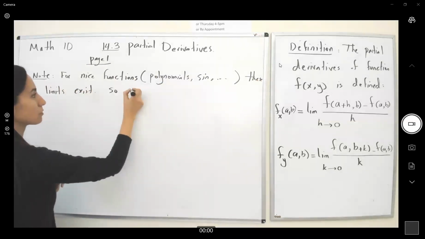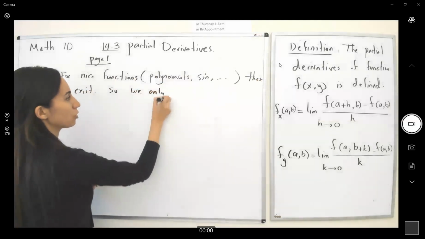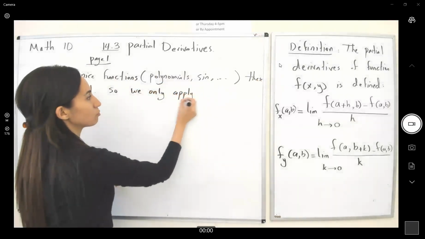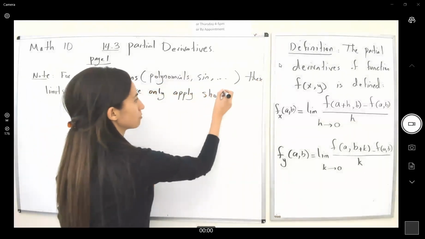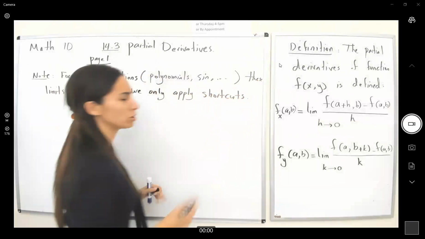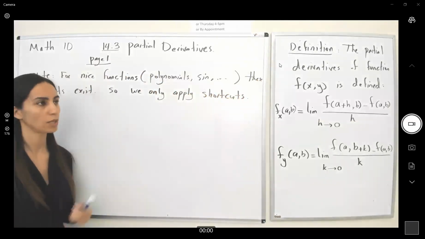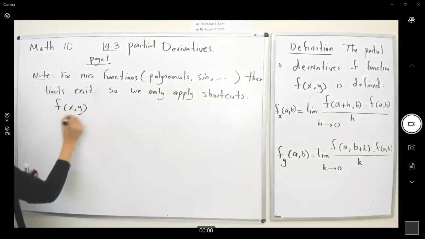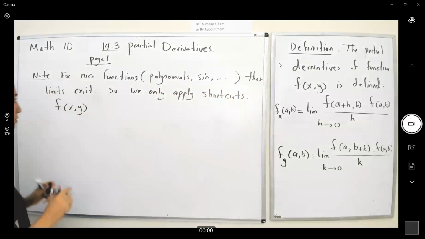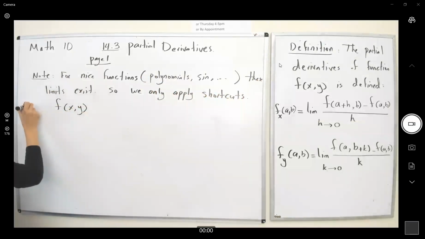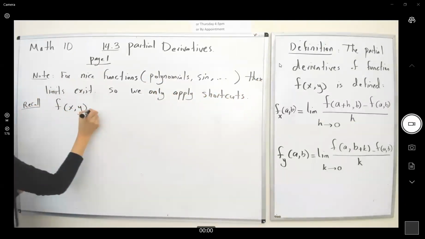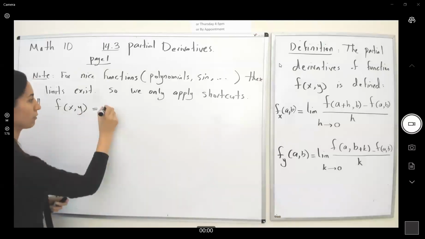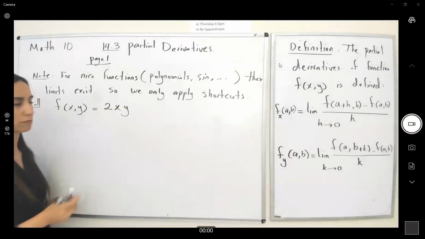So we only apply shortcuts. What do I mean by shortcuts? Suppose you have a function like f of x and y. This is coming from your Math 1A. This is what we call, equals, let's say you have 2xy.